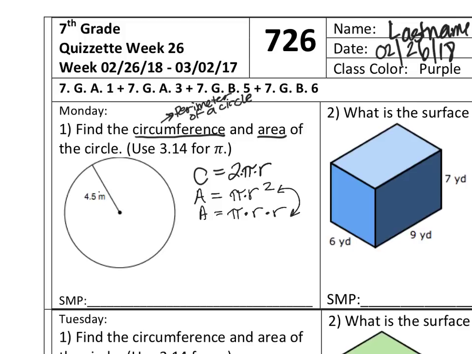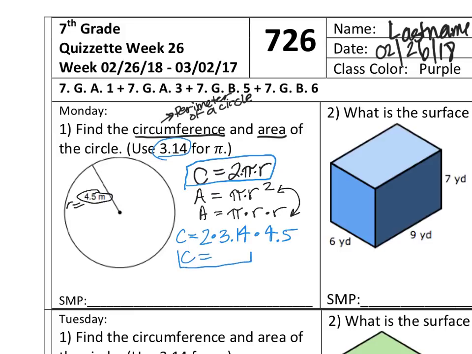Here it gives you a radius, which is 4.5. That's your radius. So if you're just solving for the circumference, it would be 2 times pi, and they tell you that pi is 3.14, and the radius is 4.5. So you would stick that into a calculator, and then you would get your answer. After the Quizzette video, I want you to go to the calculator, multiply 2 times 3.14 times 4.5, and that's the circumference, which is the perimeter or the outside of the circle.